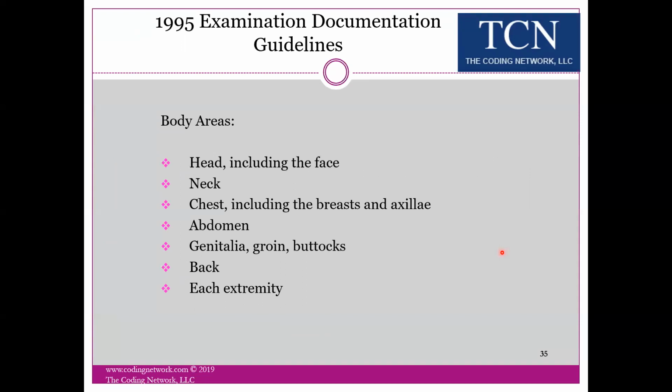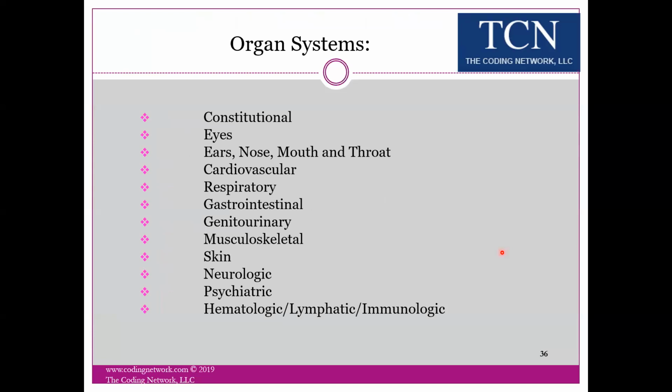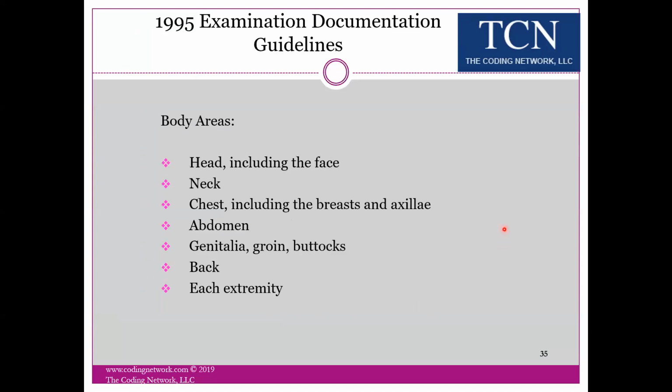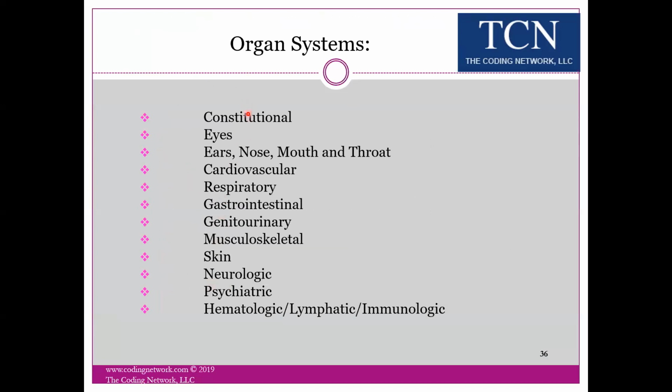They've differentiated, for whatever reason, body areas from organ systems. Okay, so they've got these body areas listed. For example, the head, the neck, chest, abdomen, just the back of each extremity. And then they've got organ systems. Where does it make a difference? It makes a difference for the comprehensive exam only. That comprehensive exam is what you need for the higher level visits.